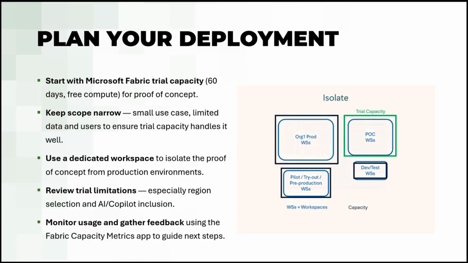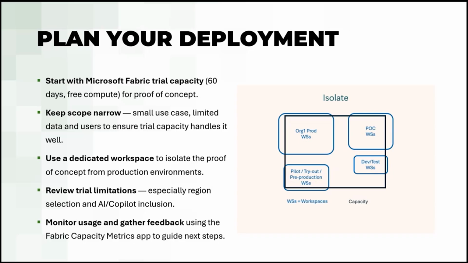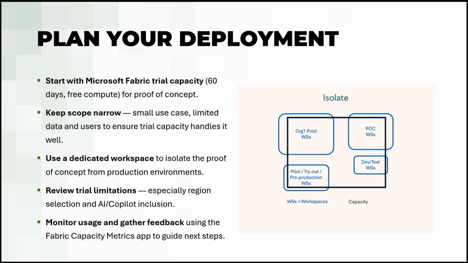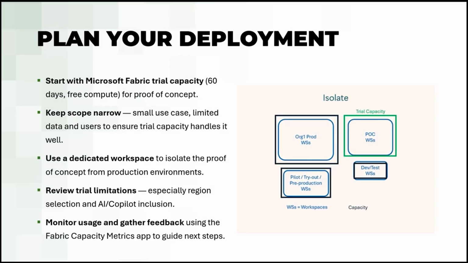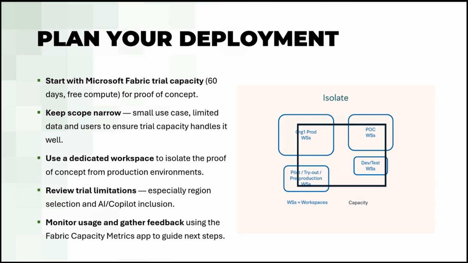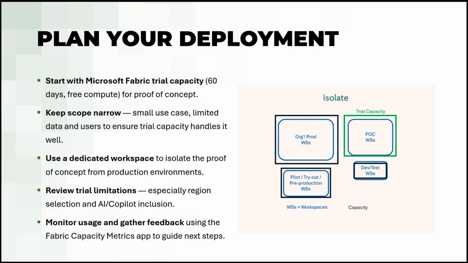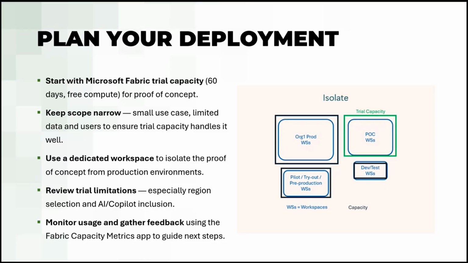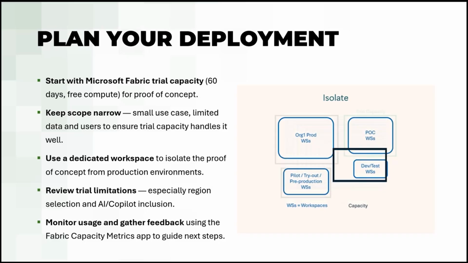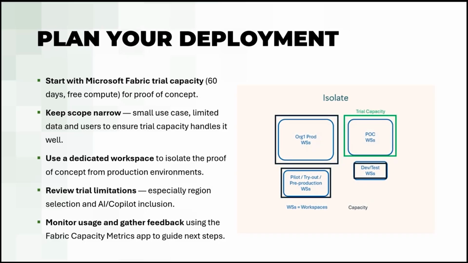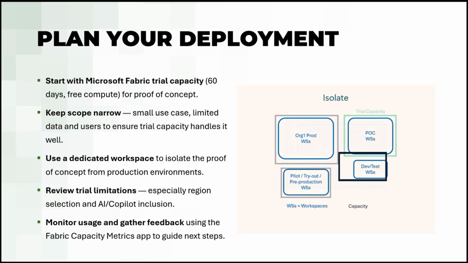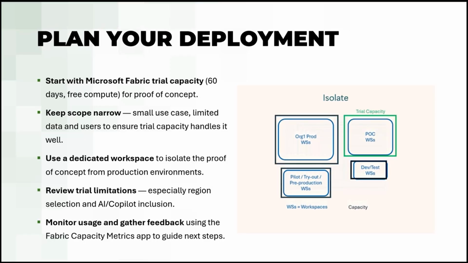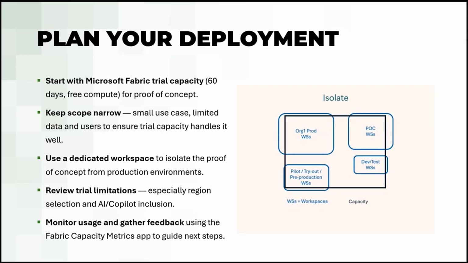Planning deployment. We're going to take a step back and start at the beginning. So you're starting out with a new deployment. What kind of things do you need to consider? Use the trial capacity. They give you 60 days on an F64, and you can repeat and repeat until the trial ends, so use that wisely. Have this available to the users in your organization; it's fine to do, and you can use the same capacity.